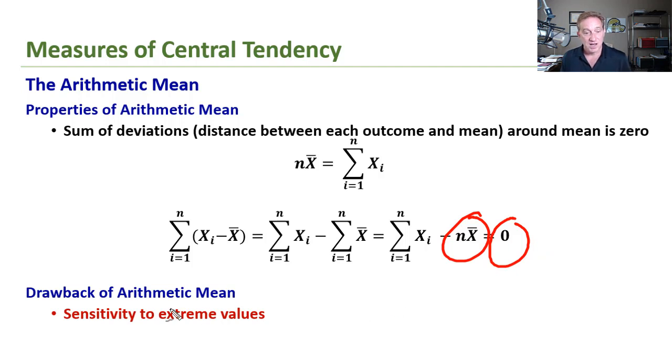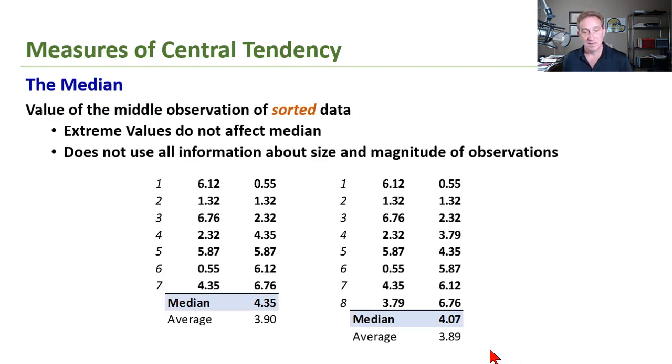A key drawback of the arithmetic mean is that it's sensitive to extreme values, what we might call outliers. And then we also have the median. So this is the value in the middle. This is the middle observation of sorted data. Key advantage of the median over the mean, and in fact, in practice, oftentimes why we might use the median instead of the mean, is that it's not affected by extreme values, what we call outliers.